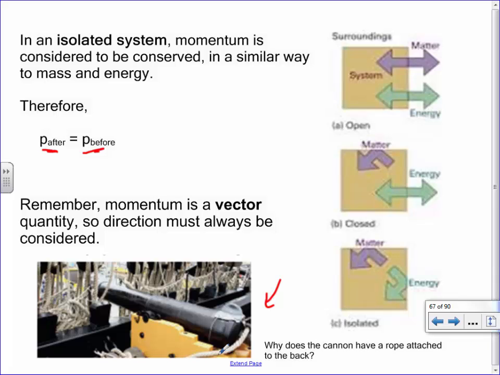So anything that involves some sort of collision or explosion, we have to conserve momentum. So if the cannonball goes this way, we have to be prepared for the cannon to go this way. The reason for the rope then is to prevent the cannon from literally going all the way across your ship and crashing on the other side. Right? Instead of putting a hole in the other guy's ship, you're putting a hole in your ship.